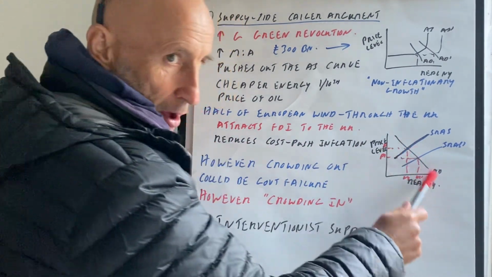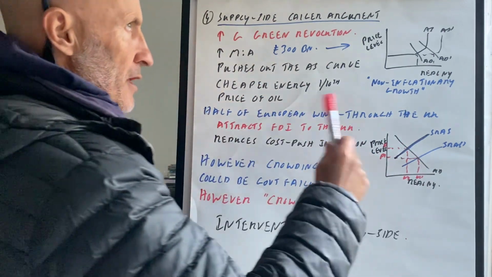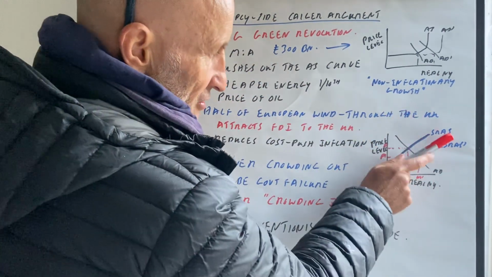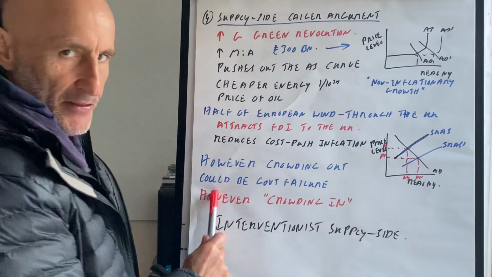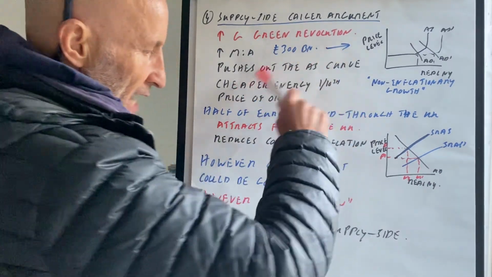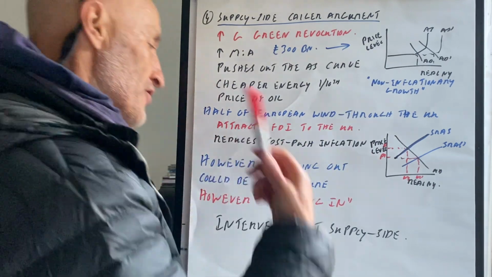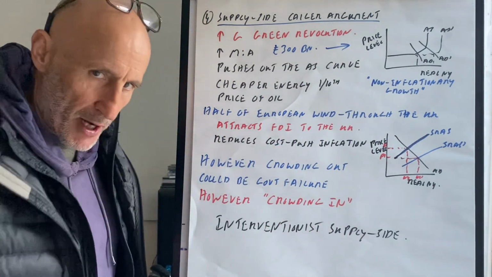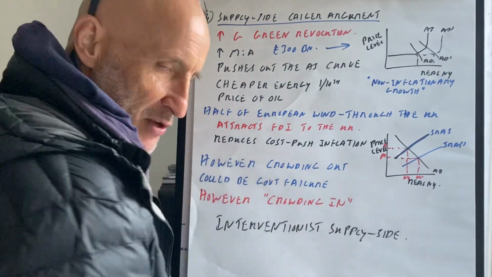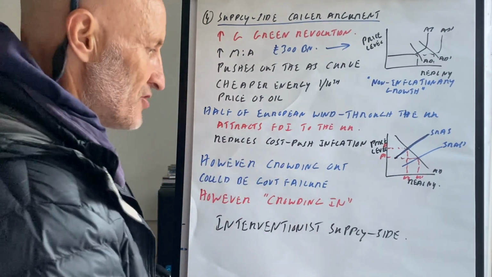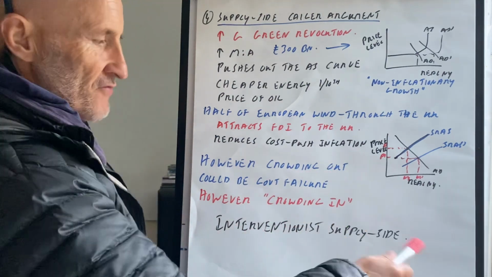Right, remember this diagram on here we saw in video 1 of this series. The SRAS will then shift to the right. However, there will be crowding out, and there could also be government failure if this didn't work out. If it did work, there'd be crowding in because loads of money will come into the UK economy, loads of private sector firms will invest, the banks will have more money in their accounts to lend out. So this is an example of intervention supply side.